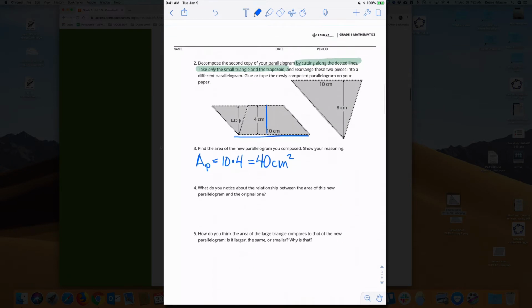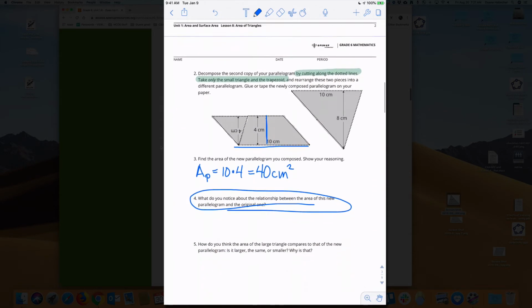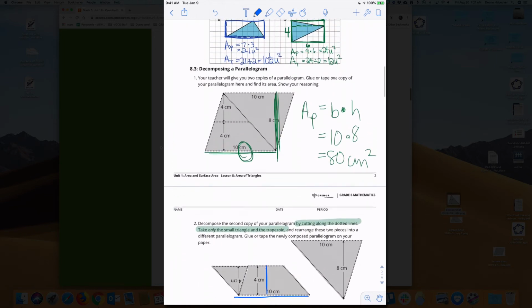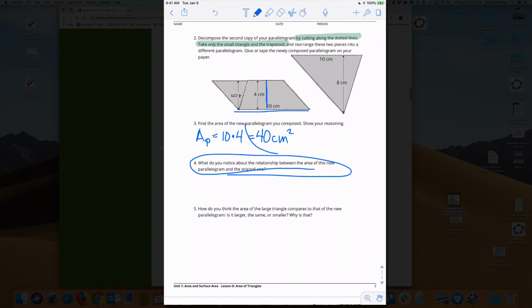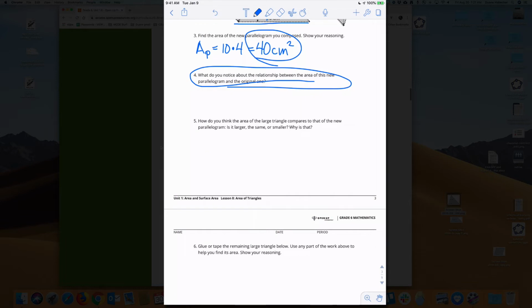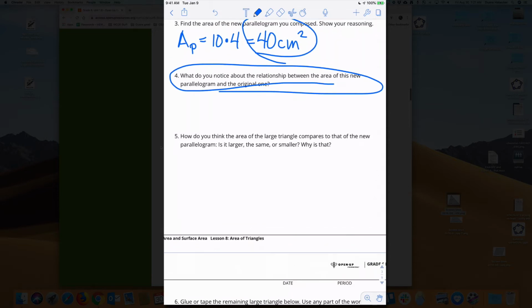Now, what do we notice about the area of this new parallelogram compared to the one way up here? Well, we can see that it's half, isn't it? The original one up here was 80, and now this new one is 40. So we can see that it's half. What do you notice about the relationship between the area of this new parallelogram and the original? How do you think the area of the large triangle compares to that of the new parallelogram?